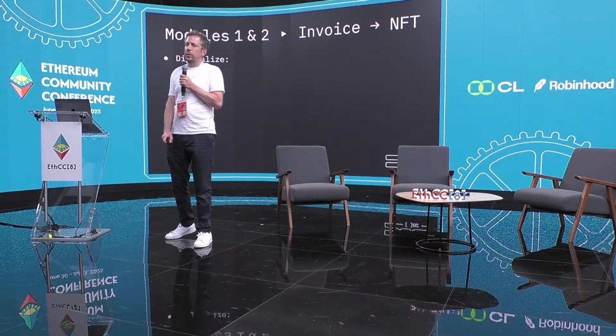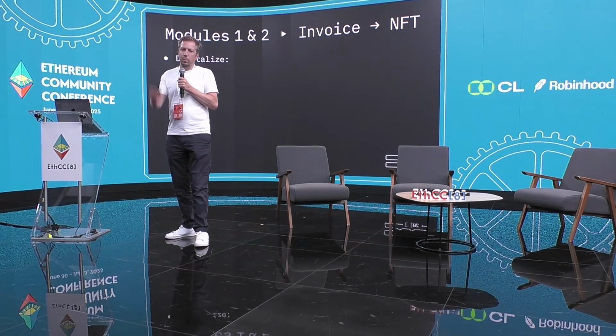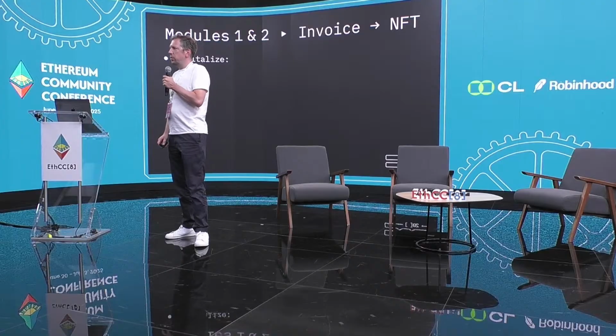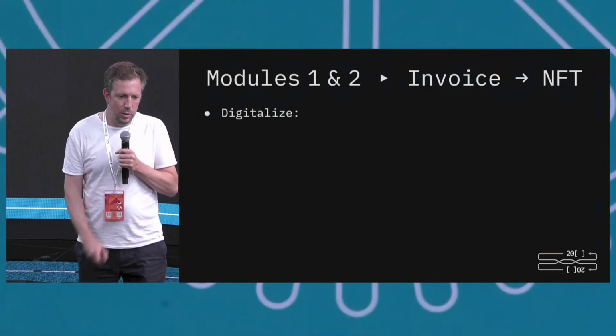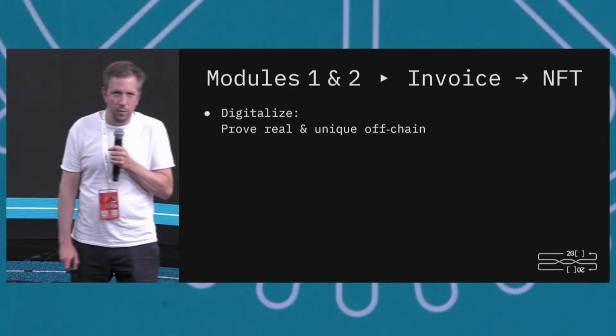Okay, what's the first step? The first step basically is pretty straightforward. It's the idea that you have some kind of relationship in the off-chain world between party A and party B. You need to make sure that whatever is the underlying thing that you want to tokenize actually is unique and real, can't be tampered with, can't be manipulated.